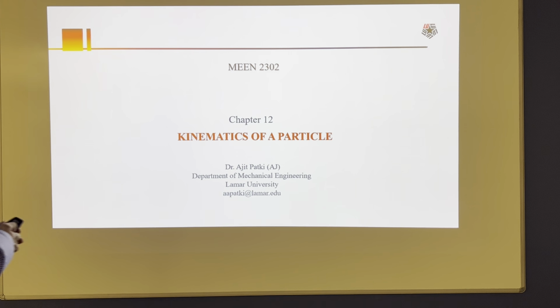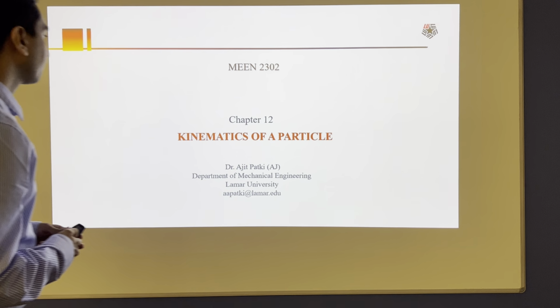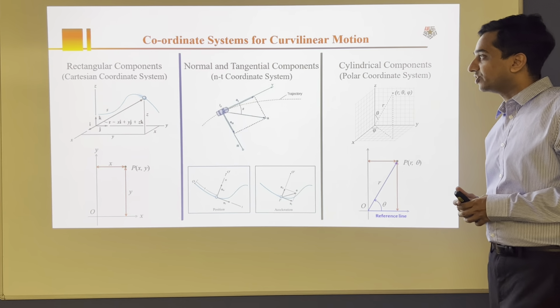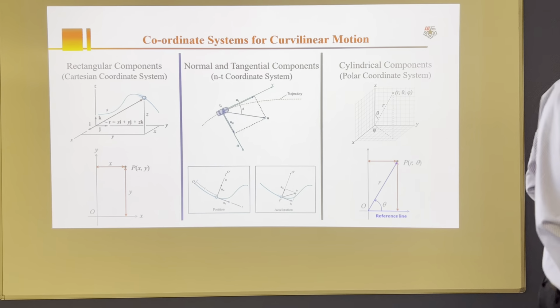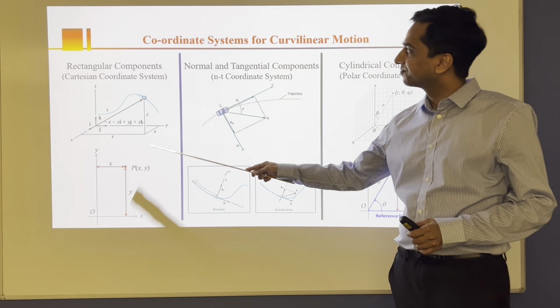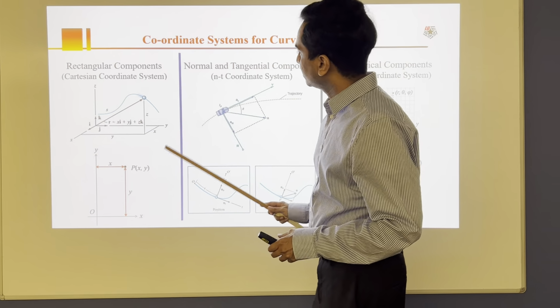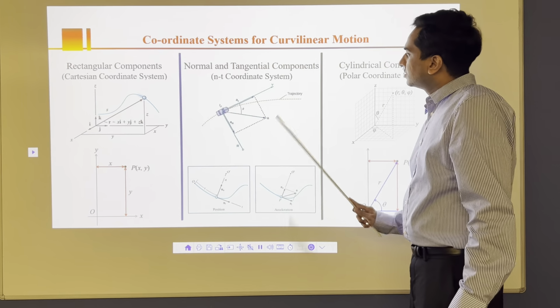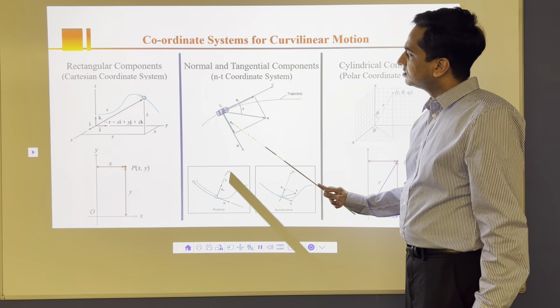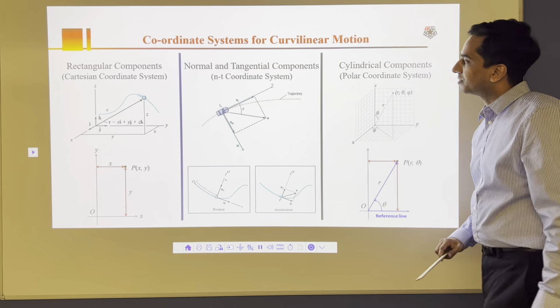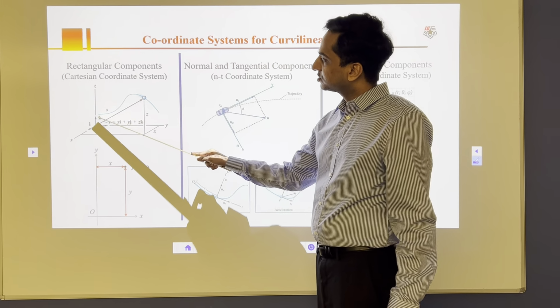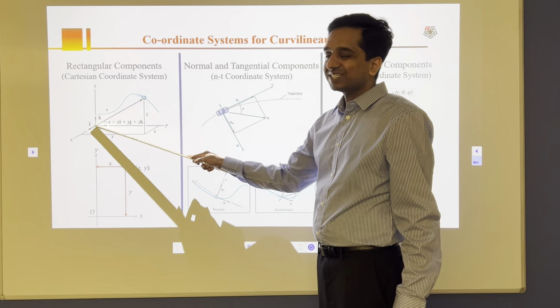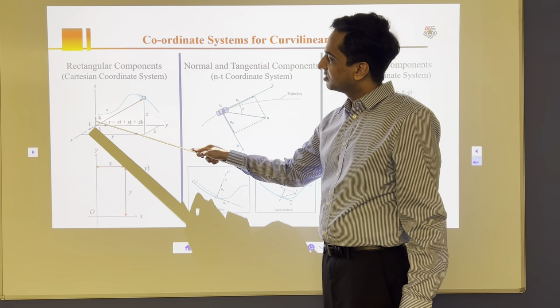Particle kinematics. We are going to continue our discussion with normal and tangential components in this video. As you know, there are three kinds of coordinate system. We did the Cartesian coordinate system before, which is the rectangular coordinate system. Now we are going to learn normal and tangential components, and then later we will learn about cylindrical components or polar coordinate system. So here in the Cartesian coordinate system, our origin is fixed: x, y, z.